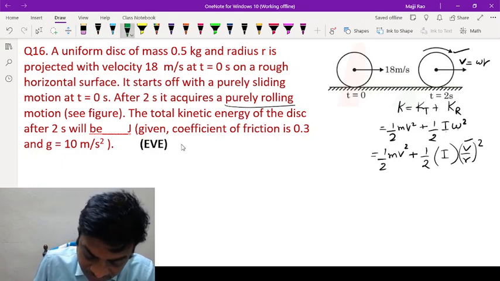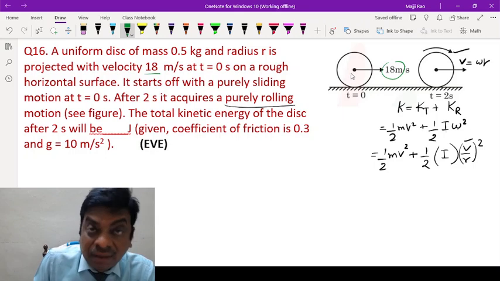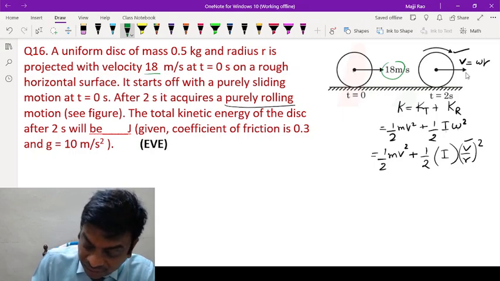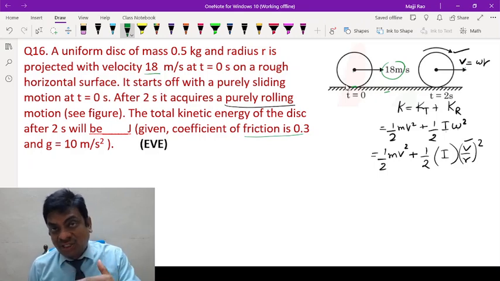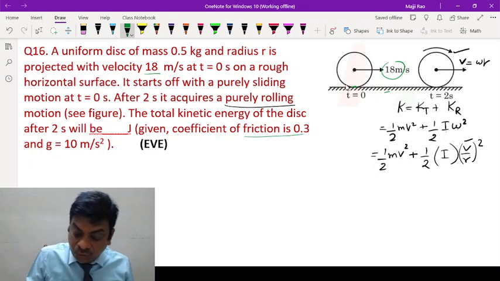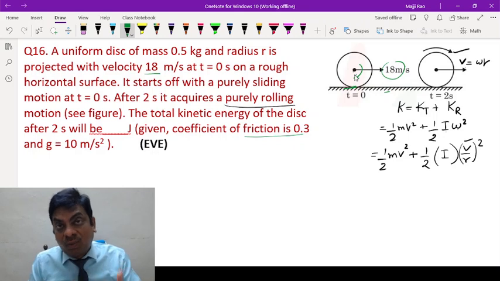In order to find v, whatever information they have furnished, you see, the initial velocity is 18 meters per second. Initial velocity of the center of mass. Final velocity we have to find. Retardation we can know because friction is given. Naturally, the lower part of the disc will be rubbing against the surface. So the surface will be providing friction to slow it down, and simultaneously to make it acquire angular speed also in the clockwise sense.